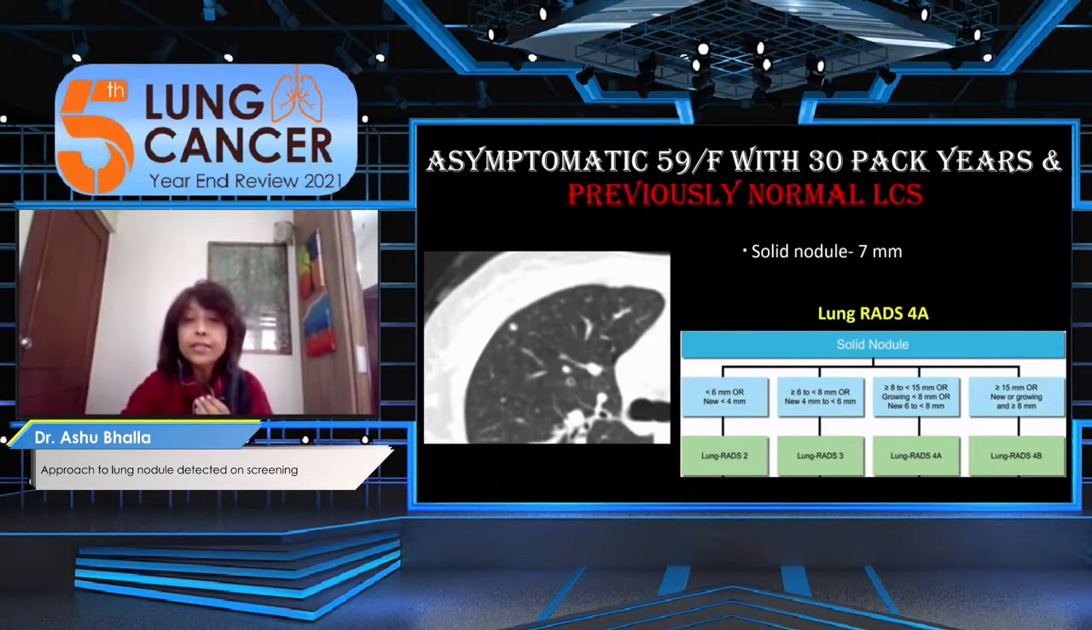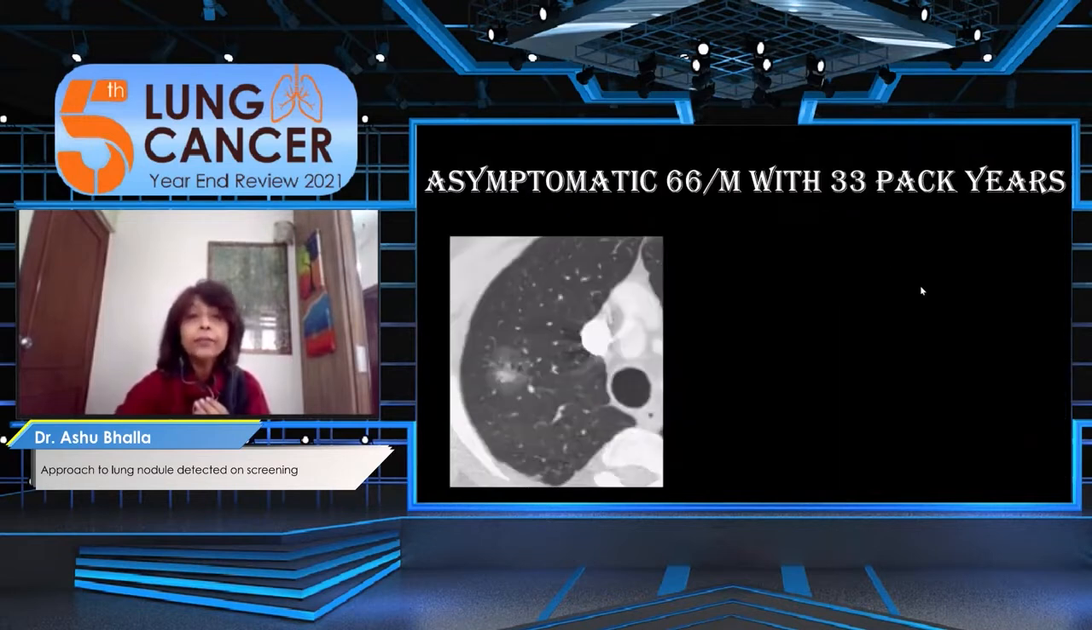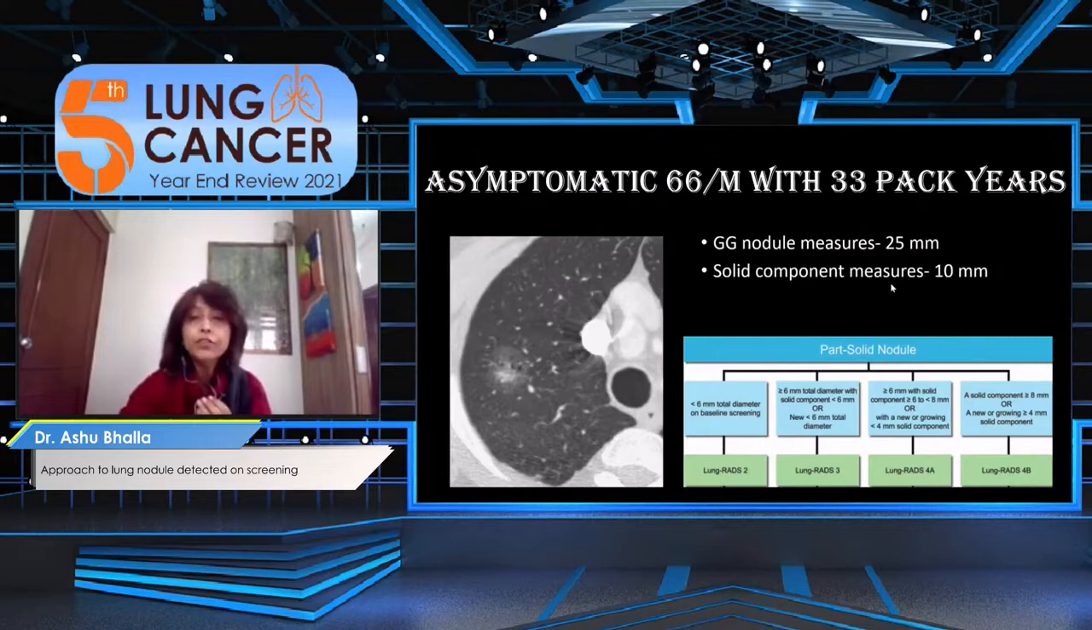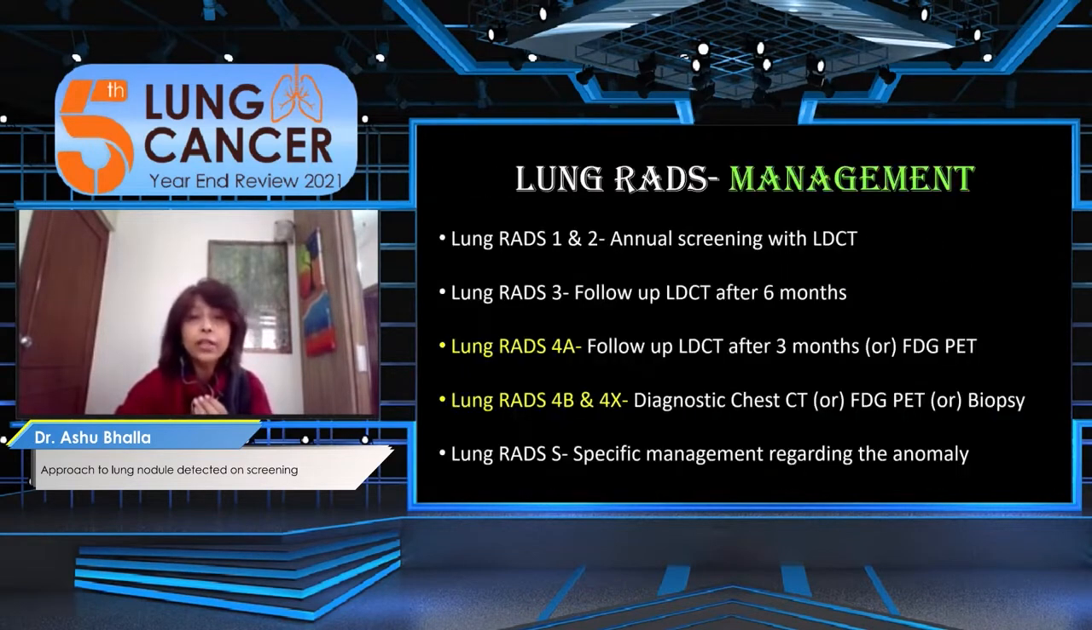It's 7 mm in size, but because the last lung screening exam was normal, now a 7 mm nodule will place this into a 4A category. Similarly, this is a 33-year-old patient, has a part solid nodule, GG component is 25, solid component is 10, places it under 4B. So this is how we need to report.